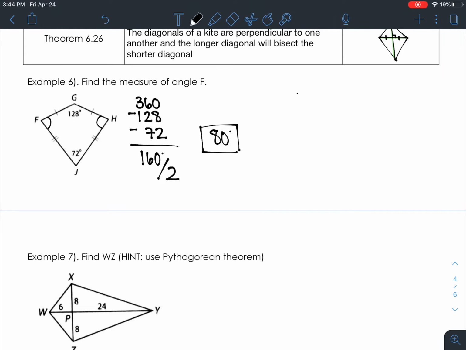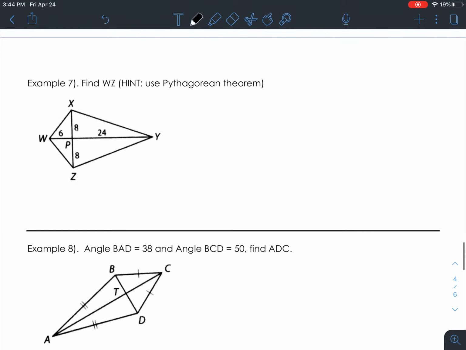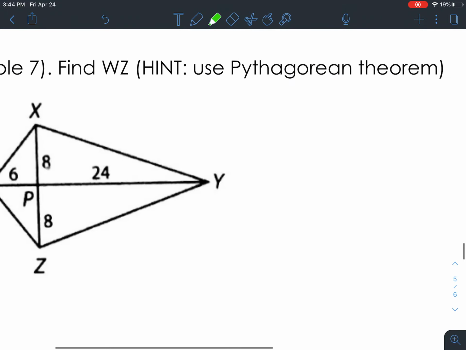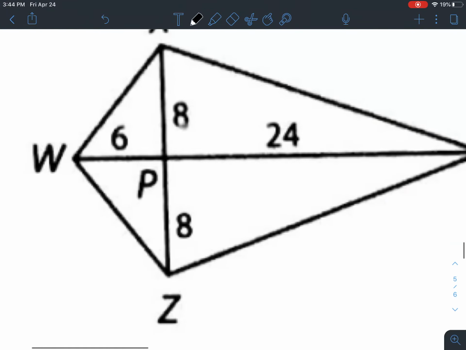Okay? Let's do the next one. All right, and I've already given you guys a hint here. So it says to find the length of WZ. I gave you the hint that you have to use Pythagorean theorem, but if you remember, Pythagorean theorem is only used for right angles, or for right triangles. And that works here because what do we know about the diagonals of a rhombus?